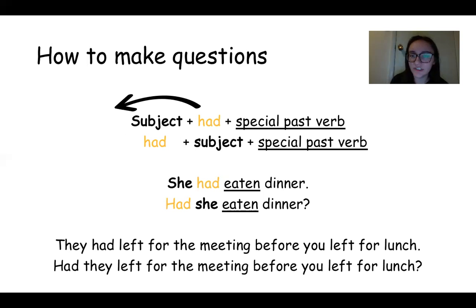And to make a question, again, really easy, you just move had to the beginning, right? Instead of having it in between the subject and the main verb. She had eaten dinner turns into, to make it a question, had she eaten dinner? So you'll see they had left for the meeting before you left for lunch. You can turn it into a question. Had they left for the meeting before you left for lunch? And that's how you turn it into a question.